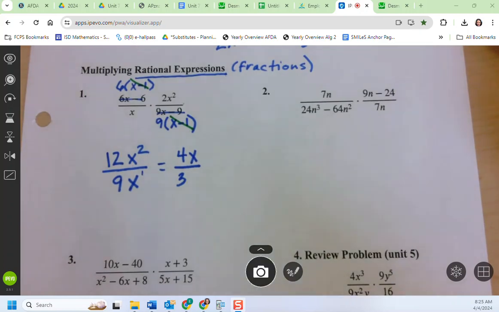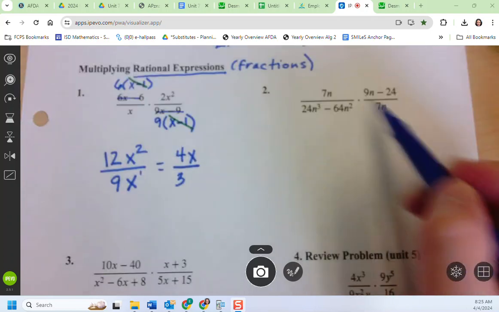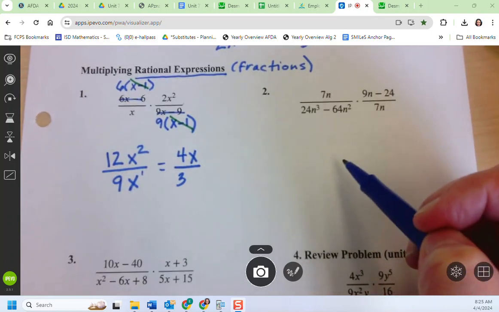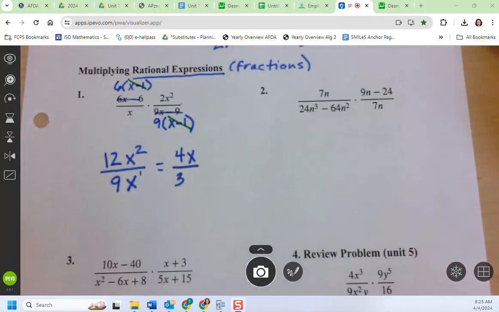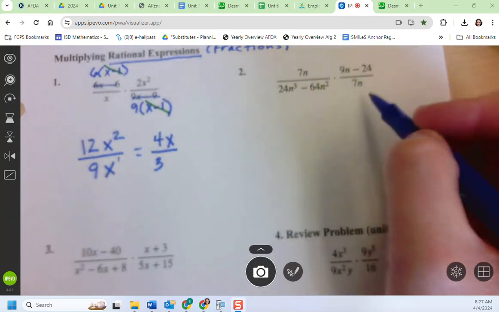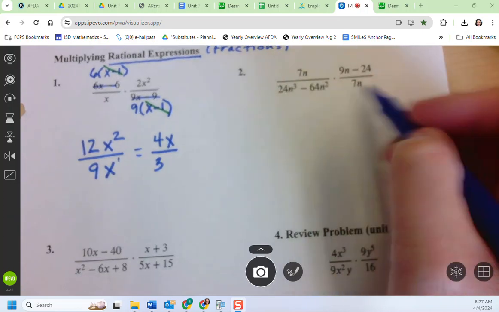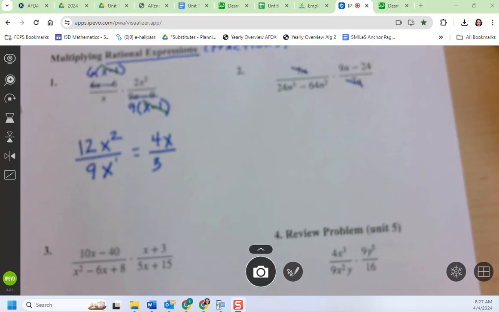Let's see. Next one, I want you to try the same thing. I want you to try to factor these. Notice you already have a 7n and a 7n. You can just cancel those right away. And then factor a common factor out of each of these two. All right, the reason I can cancel out the 7n and the 7n is because they are being multiplied. So division and multiplication will undo each other.